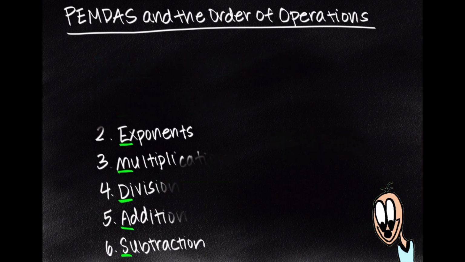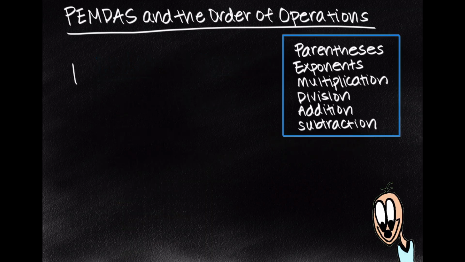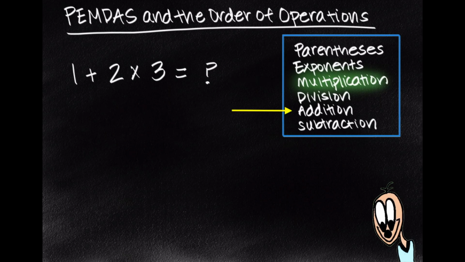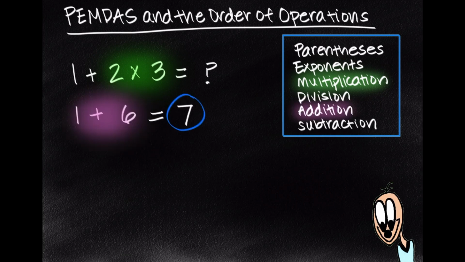Let's go back to our example problem that we started with, which was 1 plus 2 times 3. So we have two operations in this problem. We have addition and multiplication. Now that we're familiar with the order of operations, we know which one to start with. According to our order of operations on the right, we see that multiplication comes before addition, so we're going to start with that. So we'll do 2 times 3, which gives us 6. So we have 1 plus 6 equals 7, and that is our final answer.